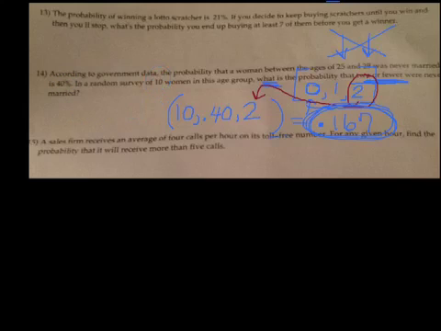Now I'm going to do number 15. Here's my first sentence. Sales firm receives an average of 4 calls. Automatically, they're giving me an average. I know I have a Poisson. So I'm going to write that down. Now I've got to find out if it's PDF or CDF. So read the statement. Find the probability that it will receive more than 5.